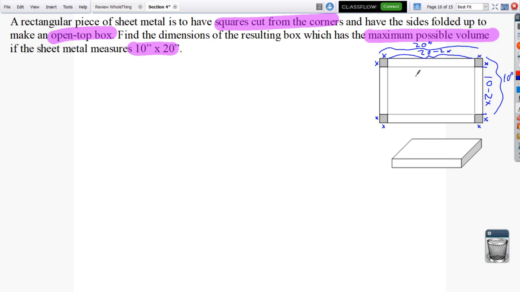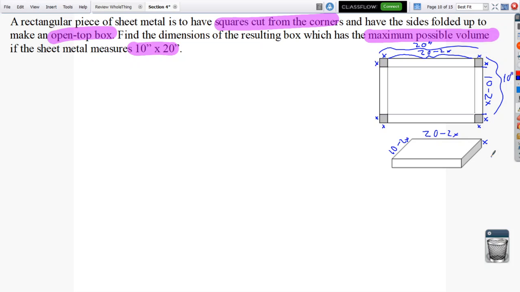So let's go back over here and just transfer all those data points from up here down to here. I can now see that this is going to be 20 minus 2x. This section right here is going to be 10 minus 2x. And then the height of the box, that's just going to be that tab, and it's going to be that x right there. All right, so why does that help me out at all?